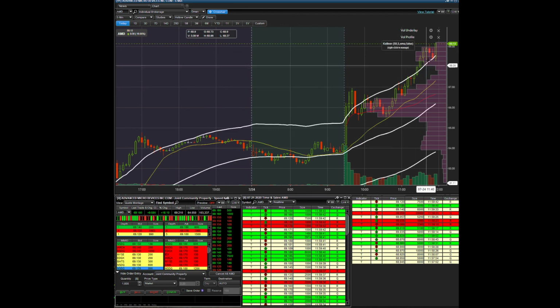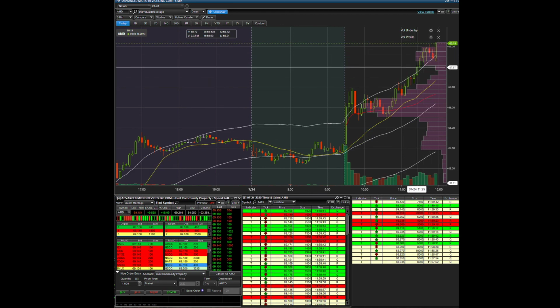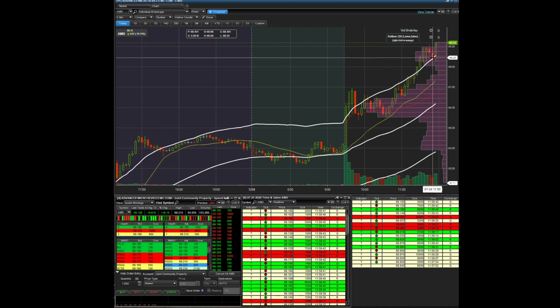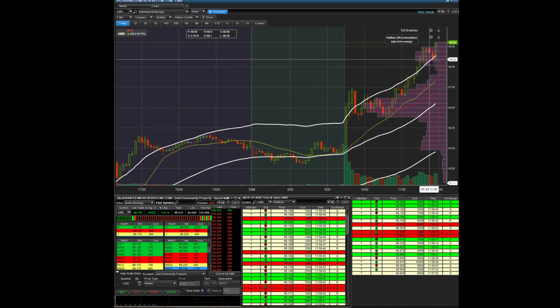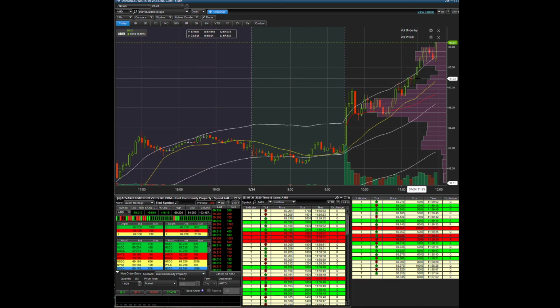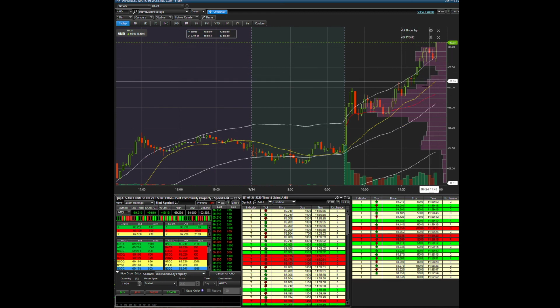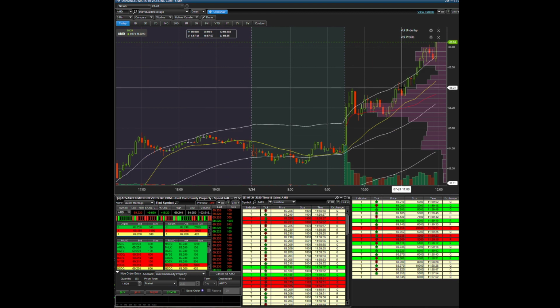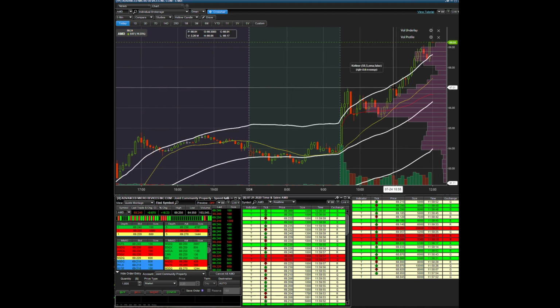And when it starts to get too extended away from the 20 and up here out of the Keltner range, that's when you're chasing. You can't buy it up there, right? So you can add and take away, but if you've already missed the move, if it's up here, you should have bought at the opening range breakout at 67.